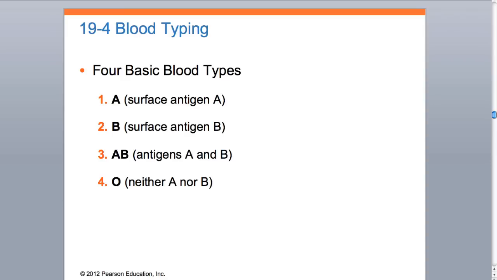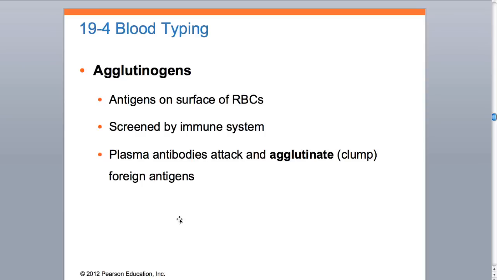Now, having said that, let's go to the next slide. This slide says it best. This term, agglutinogen, is exclusive to chapter 19, blood. What does it really mean? Nothing more than antigen. So agglutinogen is nothing more than your antigen. Of course, who's looking for it? Your immune system, and the antibodies are going to attack it. If they find a surface antigen that does not match properly, then we're going to have clumping, and that's called agglutination. So you have clumping of your blood, and that's not a good thing.